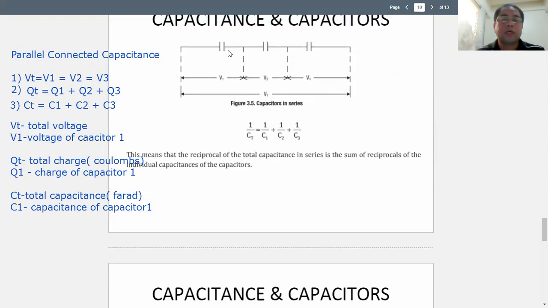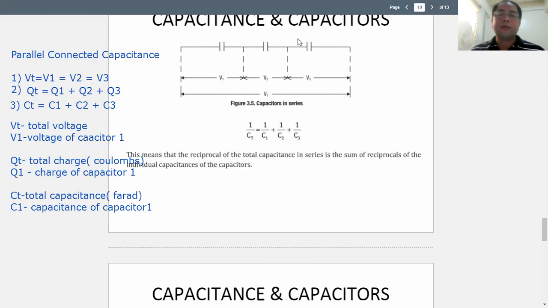Now, for series connection, the capacitances are connected from one terminal, we connect the next device. And then the other terminal of that device is connected to the third capacitance. So therefore, we can call them capacitance 1, this first one on the left. The middle is capacitance number 2. The third is capacitance number 3.